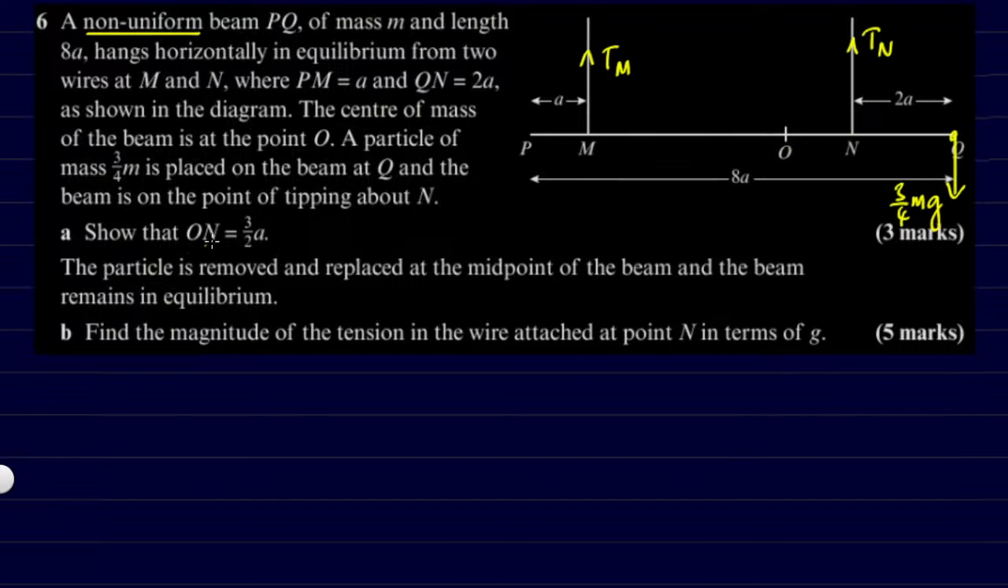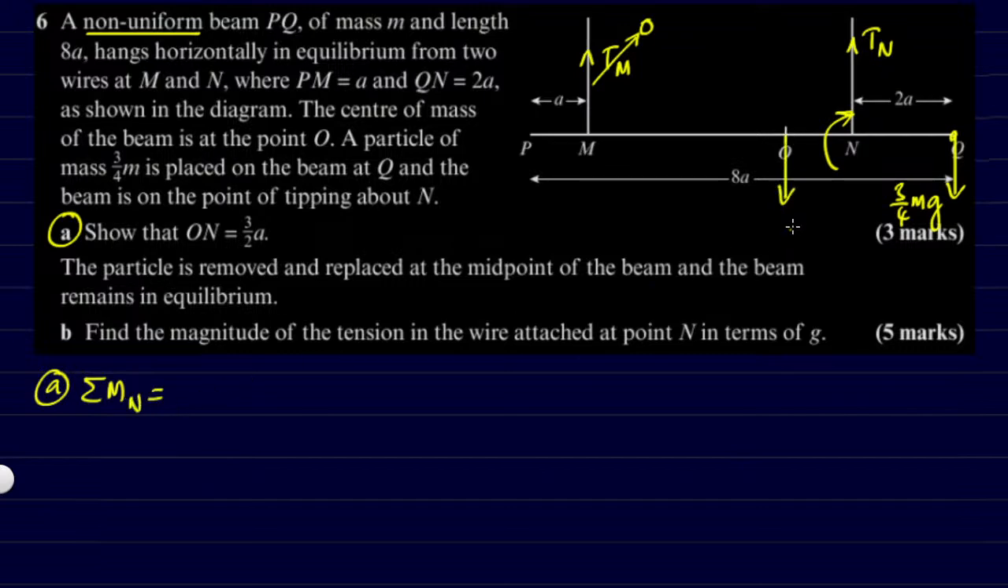So we have to show, that means we have to prove that this is the case. Let's go with the A bit. It is tipping about which point? It's tipping about the point N, right? So if it is tipping about the point N, then this value becomes 0. Now take the sum of moments about the point N.